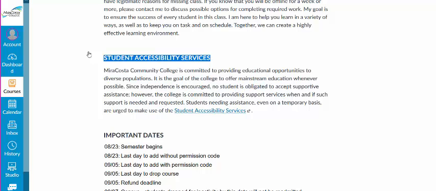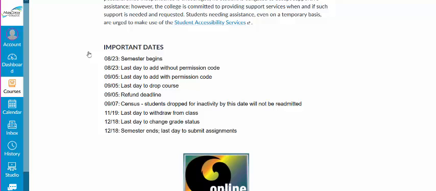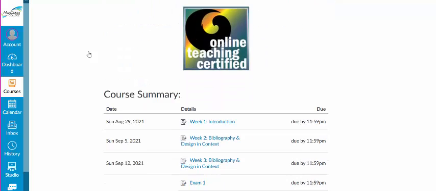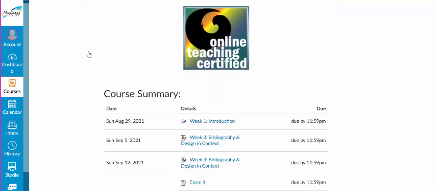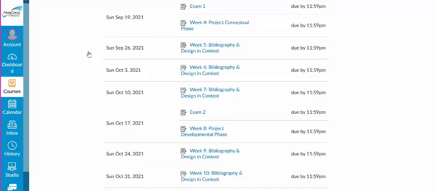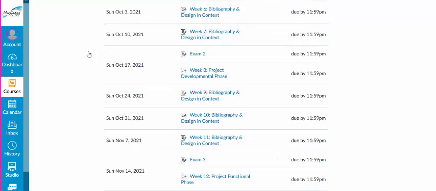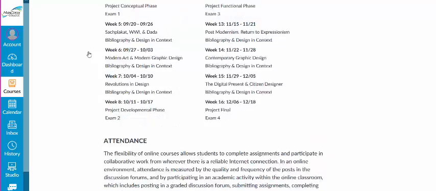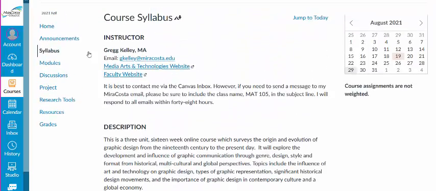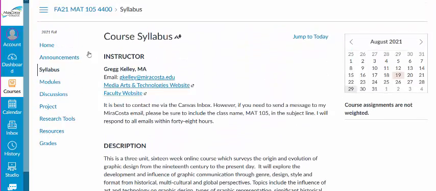Here are some important dates to remember. And here is a summary of the course assignments and their due dates. So that's a look at the syllabus. Be sure to have a look at that in more detail.